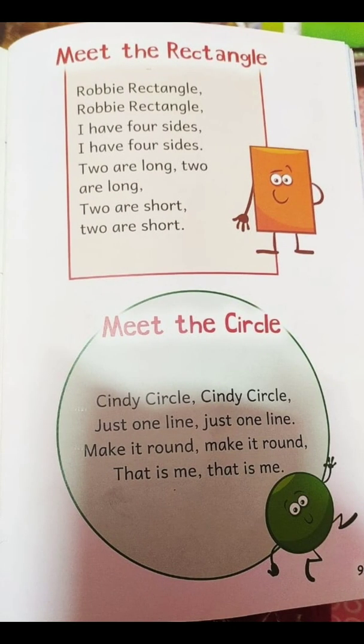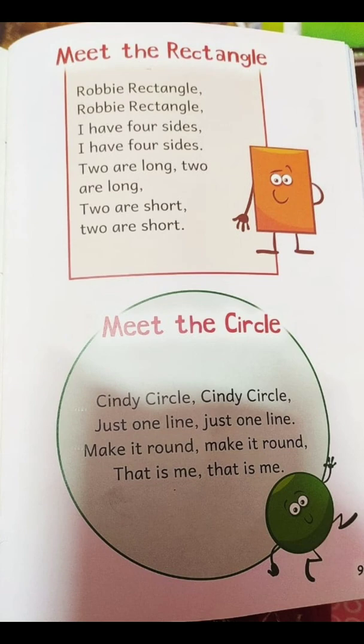Now after this, let's recite a rhyme, that is meet the shapes. Firstly, meet the rectangle. Robbie rectangle, I have four sides, I have four sides. Two are long, two are long. Two are short, two are short.